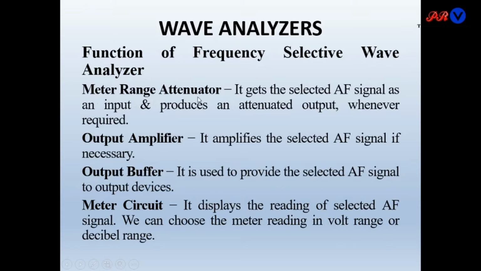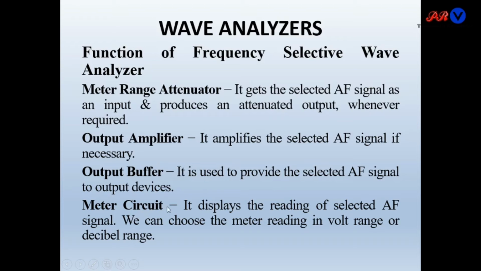Meter range attenuator: it gets the selected AF signal as the input and produces an attenuated output whenever required. If required, it can be used as an attenuator. Output amplifier: it amplifies the selected AF signal if necessary. Output buffer amplifiers: used to provide the selected AF signal to output devices.